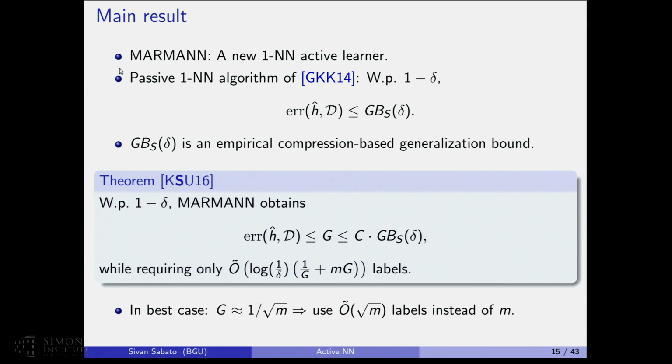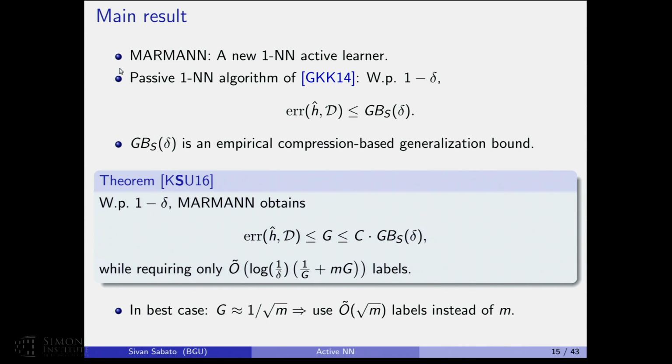Okay? So the best case would be when g is about 1 over square root of m. So this is the error that we guarantee. And in this case, we will use about square root m labels instead of m, which is the size of the entire pool. Okay? So this is a type of luckiness result. I mean, if we are in a setting where g is very large or very small, we're not going to get improvement. But if we can, we will.